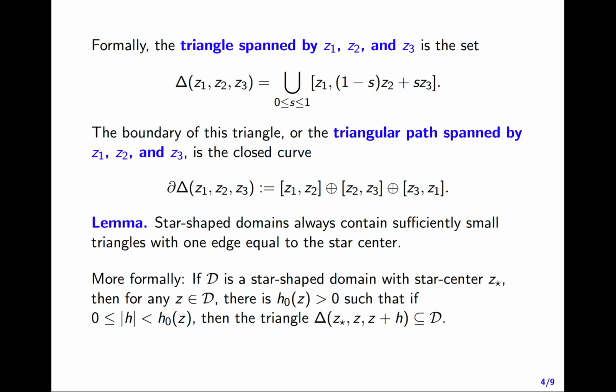And if I take a complex number H whose modulus is between 0 and this number H0 of Z, so 0 is less than or equal to the modulus of H, which is less than H0 of Z, then the triangle delta of Z star, Z, Z plus H is contained in D. So I have this triangle with one endpoint equal to Z star, one endpoint equal to my arbitrary point Z in the star domain, and one endpoint equal to Z plus H, which is just a little bitty perturbation of Z.